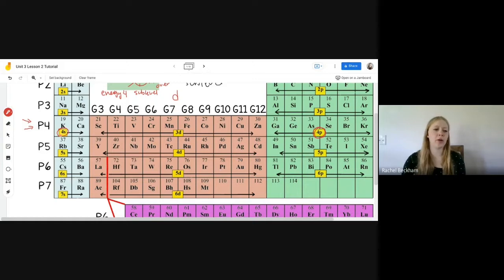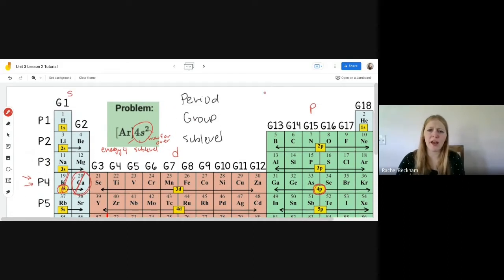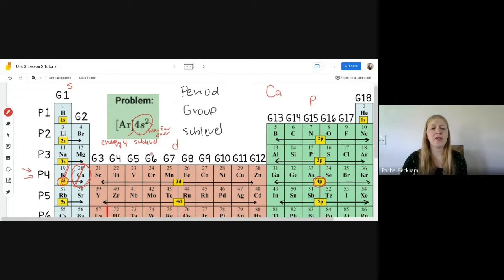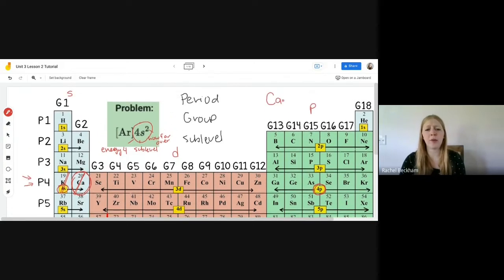So see how that says 4S? So energy level 4, section S, and it says 2, which means that this element is 2 blocks over. So you just count 1, 2. So it looks like our element is calcium or Ca, because Ca is what is on row 4, section S, 2 blocks over. Okay, so our element is calcium.